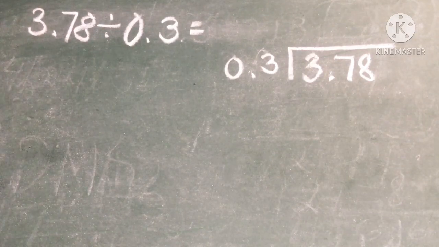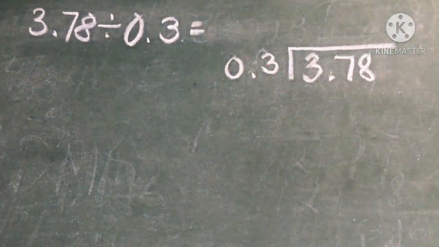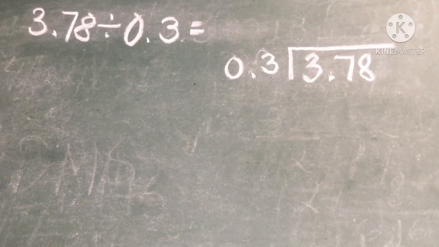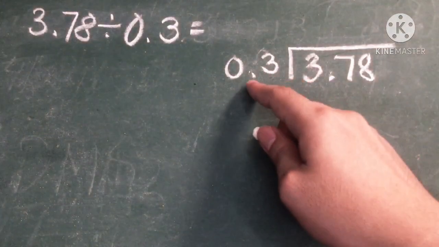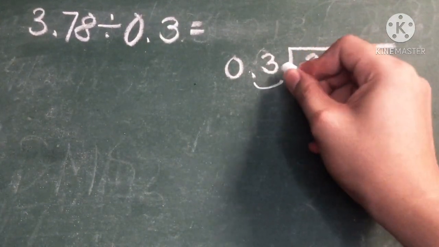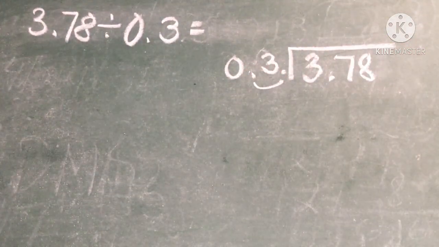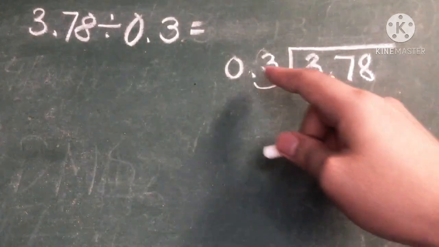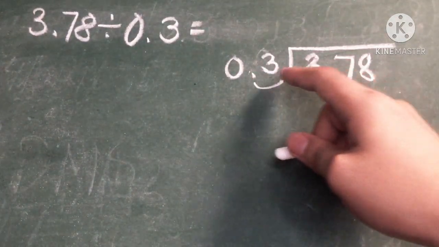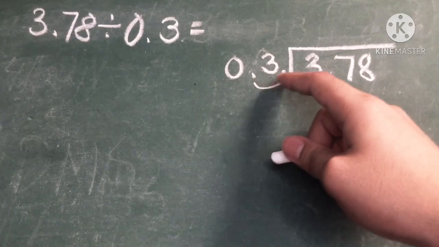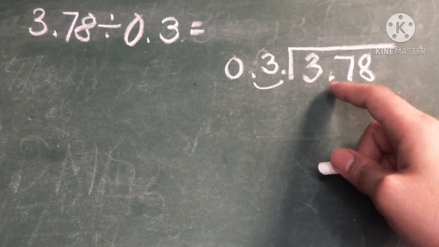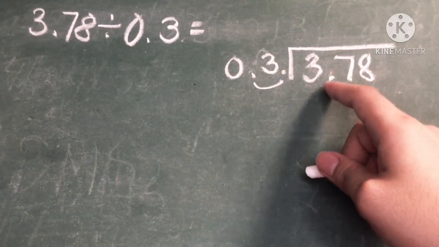So, first step, kailangan tong divisor ay maging whole number. So, para maging whole number yan, imumove lang natin yung decimal point going to right ng 1. Move. So, isa. So, magiging 3 na siya. Whole number na siya. So, minove natin ng isa, ganun din yung, kung ilan yung minove natin dito, ilang beses nating minove, ganun din yung gagawin natin sa ating dividend.